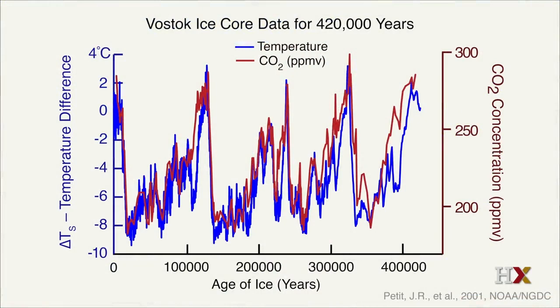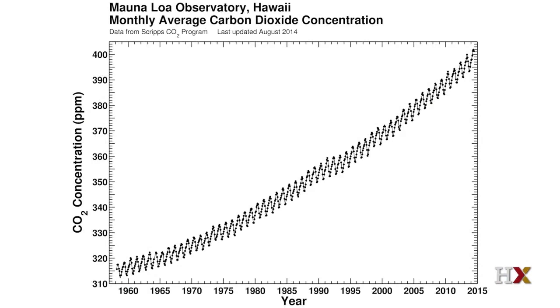The changes that we see in Vostok between the interglacials and the glacial maxima are only about 100 parts per million, or going from 180 parts per million to about 280 parts per million. That's an increase of about 50% from a glacial maximum of 180 up to about 280. That's about a 50% increase in carbon dioxide concentration. We, relative to the pre-industrial level, have already achieved roughly a 50% increase, and we're heading for much, much more.